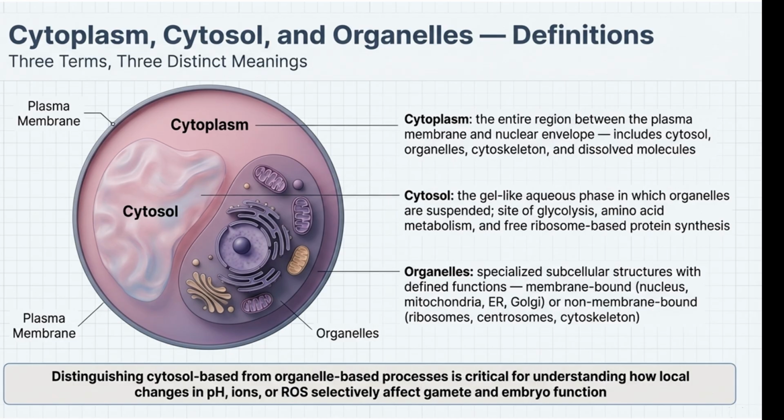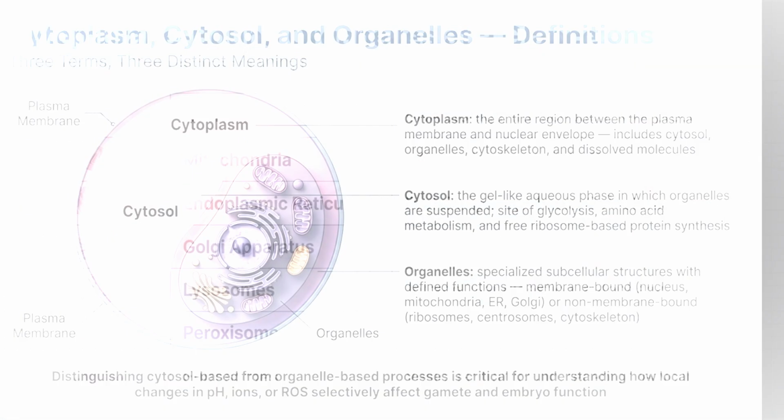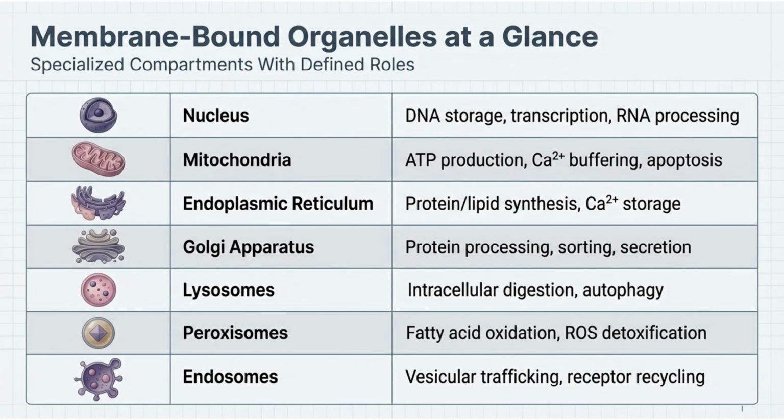With our terminology firmly established, let's now take a structured tour of the membrane-bound organelles. Here we have the complete roster of the major membrane-bound organelles, each one a highly specialized compartment with a precisely defined role. The table on this slide gives you a concise overview, and we'll work through the entries systematically because each will reappear throughout this series in the context of gamete and embryo biology.